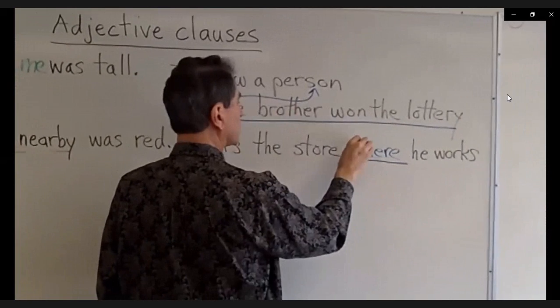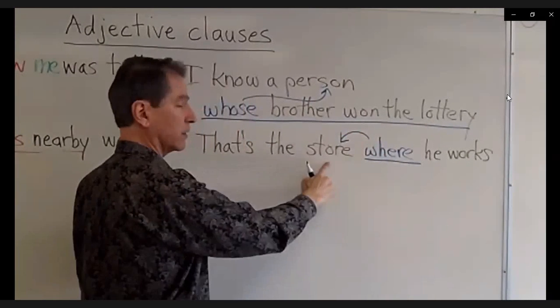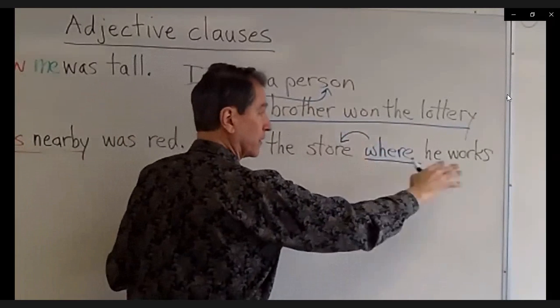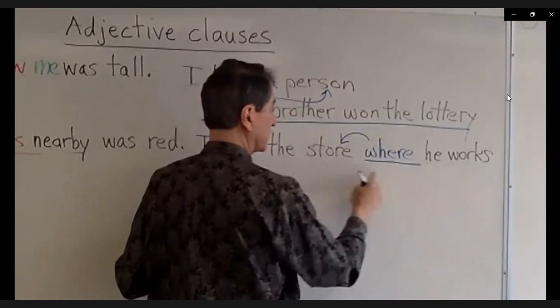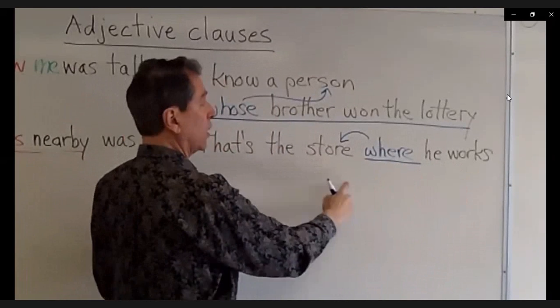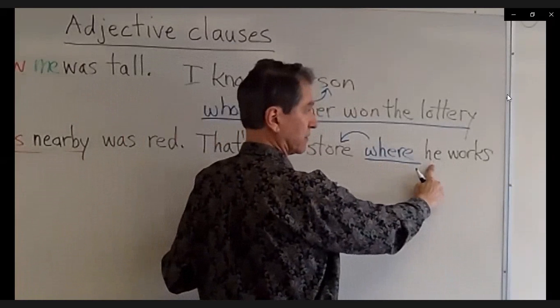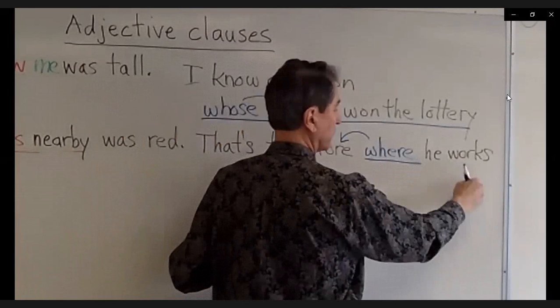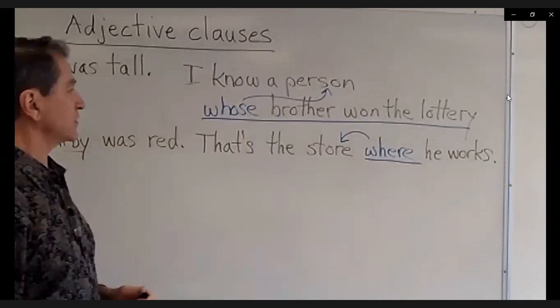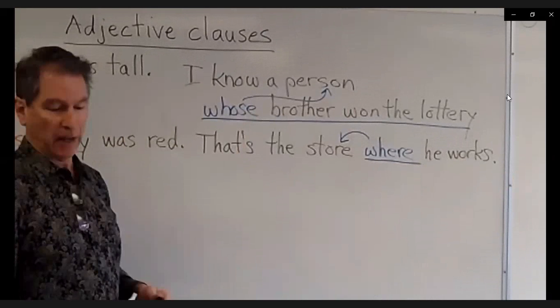So where is another marker. This is more information about store. That's the store. What store? That's the store where he works. So this adjective clause gives more information about store. Where is the marker, he is the subject, works is the verb, and of course there's a period at the end. That's the store where he works.